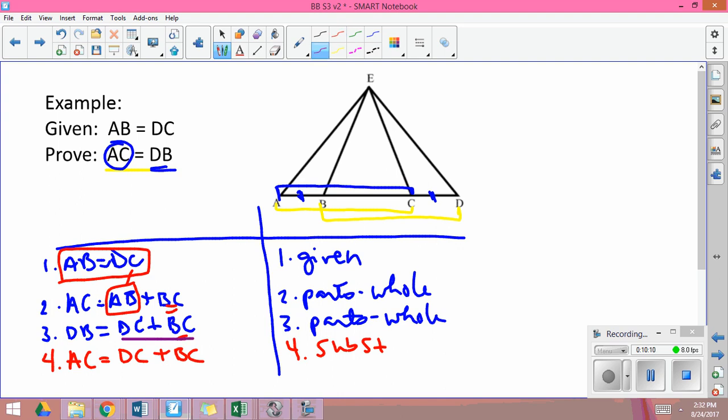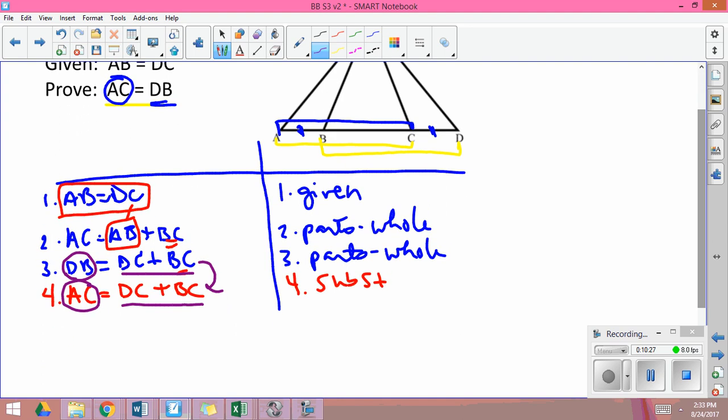Look at this sum right here, that sum right there. Those are exactly the same. So now I could replace again, and look what happens. If DB equals this sum and AC equals the exact same sum, then by substitution, AC equals DB by substitution. And you proved what you needed to prove.